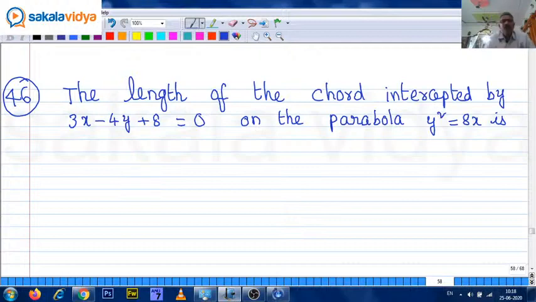Right. Now the length of the chord intercepted by 3x minus 4y plus 8 is equal to 0 on the parabola y square is equal to 8x is. See, after completion of this problem, I will give one suggestion to all the viewers. These kind of problems you need to practice, at least 2 or 3 problems, because all these problems are formula based questions. After completion of my session, once again you watch that problem and try to solve the problems from other materials.